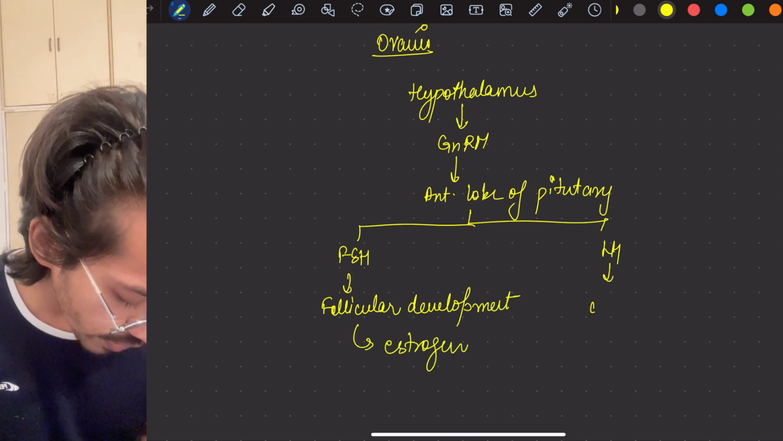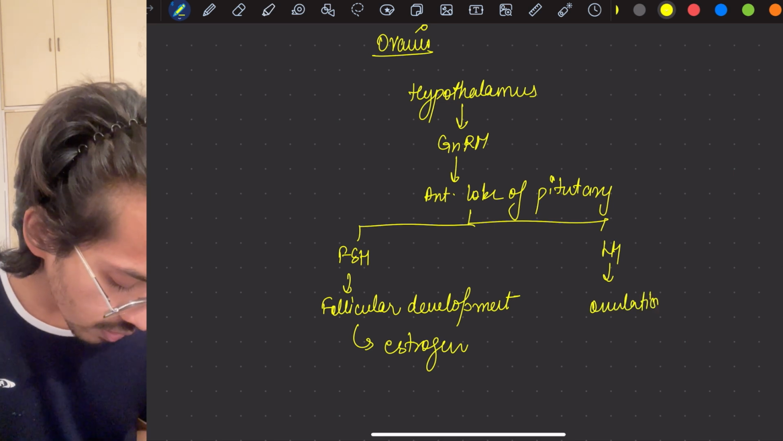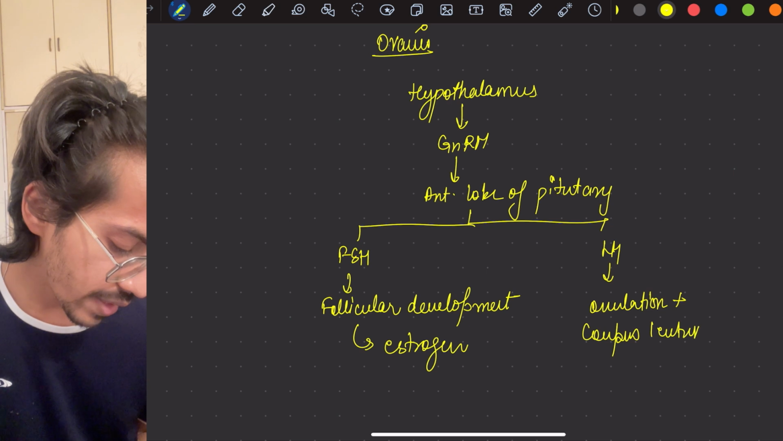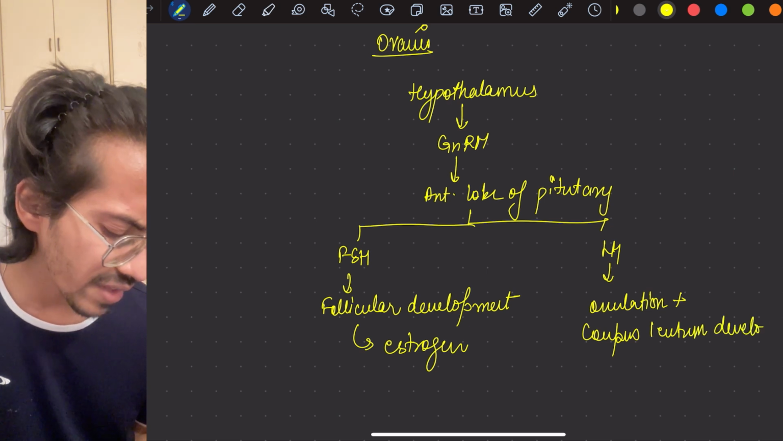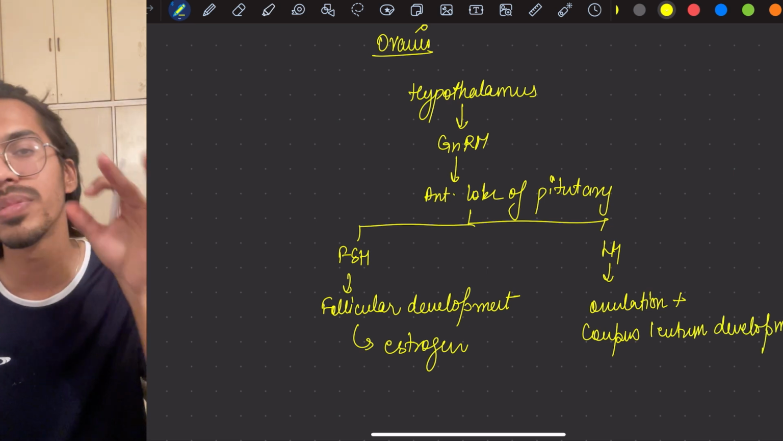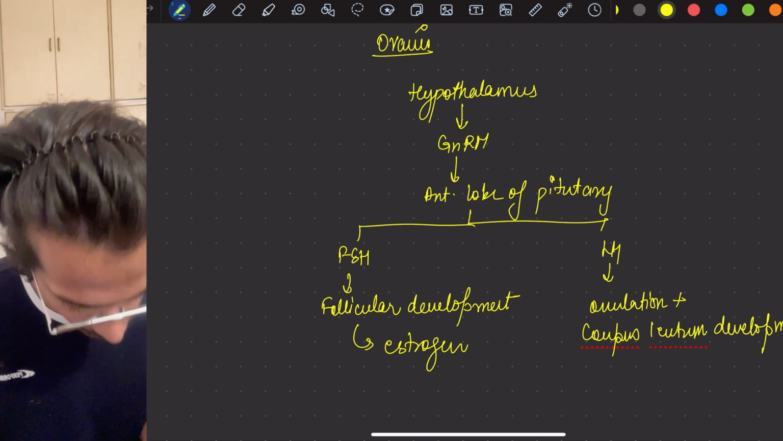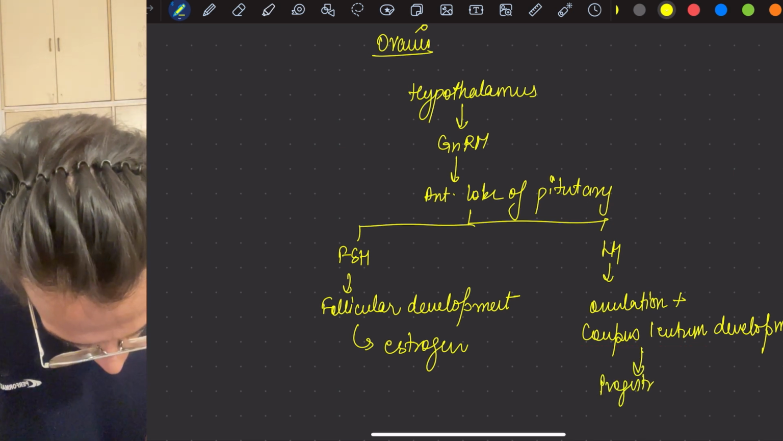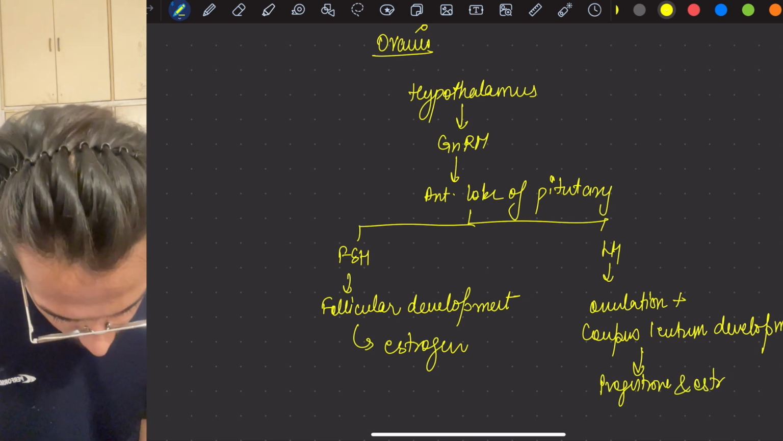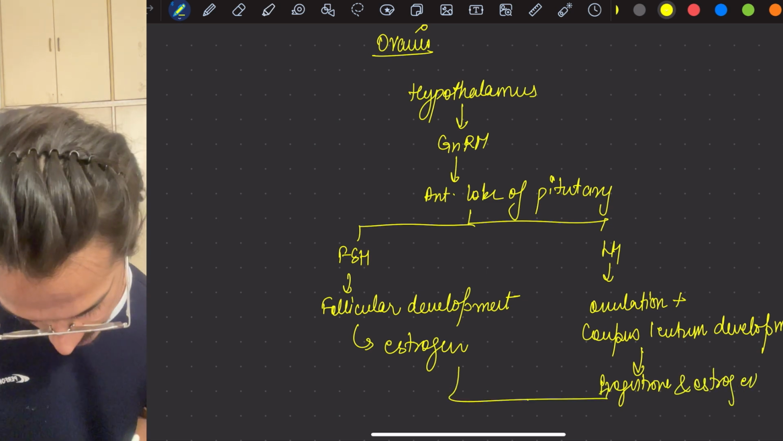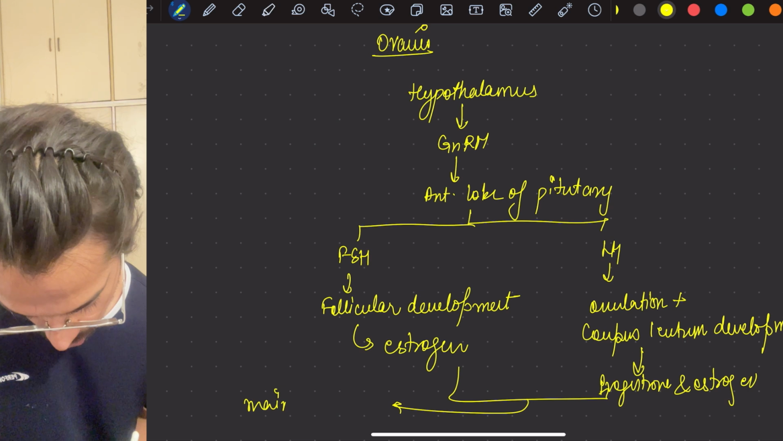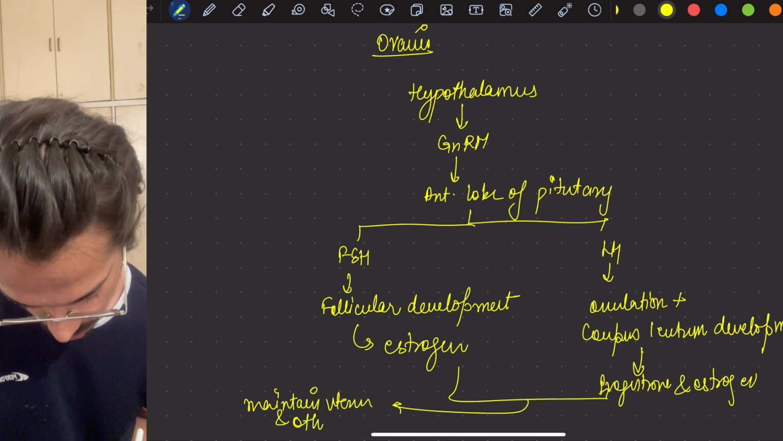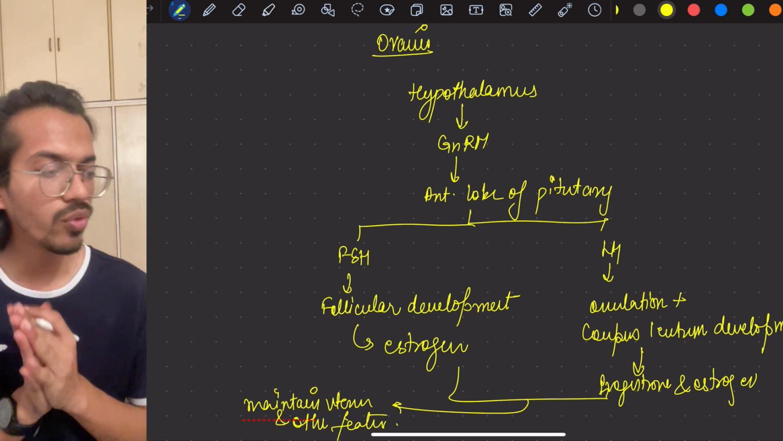It will cause ovulation plus corpus luteum development, or rather sustain, not the development, but it sustains the corpus luteum, lets it stay for 14 days, which will release what? Progesterone and estrogen, and they will do what? They will maintain the uterus and other features. This is about the ovaries.